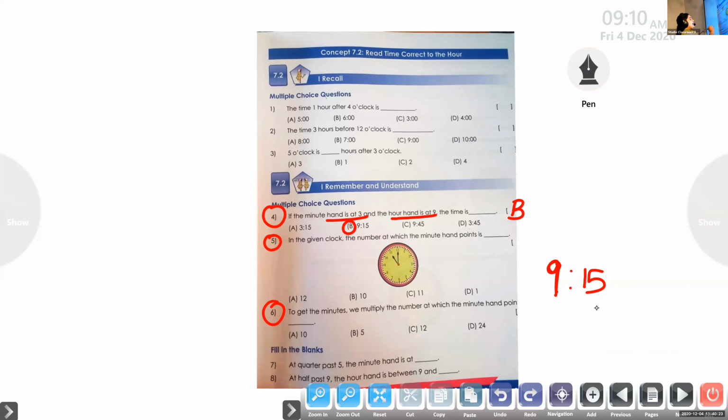Now, question 5 and 6, you can do as homework. Those who didn't do, you can complete 5 and 6. So I'm going to wind up the class.